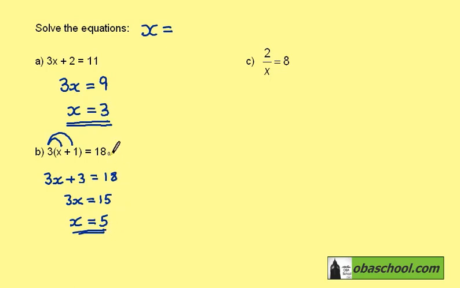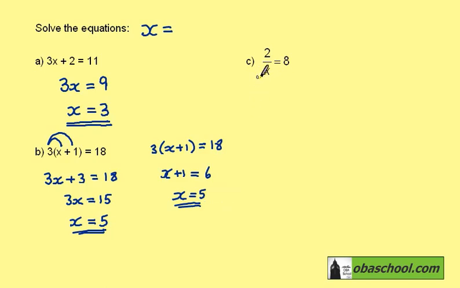We could have approached this differently. Starting with 3, open bracket, x plus 1, close bracket, is equal to 18. Divide both sides by 3 now, gives x plus 1 on the left and 6 on the right. Now subtract 1 from both sides, gives x is equal to 5. Note that we get the same answer.